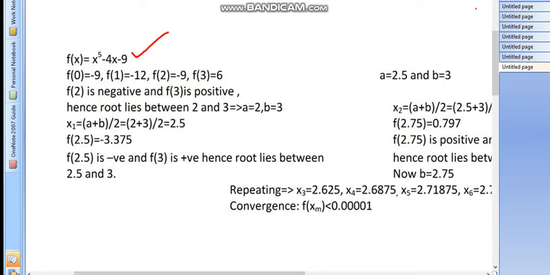So that we will have a positive value for the function, and we also need a negative value for the function. When you have a positive value and a negative value, you choose those x values where you get these negative and positive values as your interval. So, f of 2 is negative and f of 3 is positive, hence the root of the equation lies between 2 and 3, which implies a equal to 2 and b equal to 3. That is your interval, so that in between that interval your function f of x should have 0.